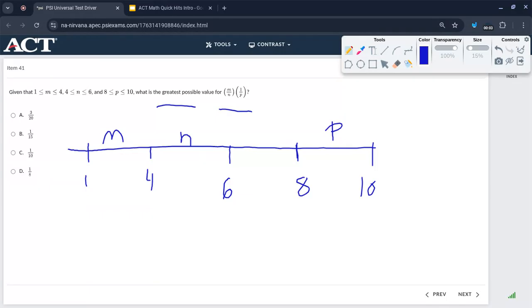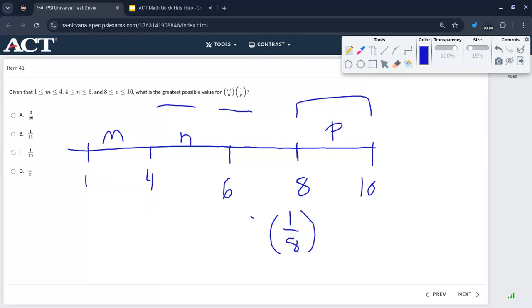We've got variables in different locations, either in the numerator or the denominator. So if we want the greatest possible value, we have to focus on our denominators. The lower the denominator value, the higher the number we get. So if we look at the second part, it's just 1 over P. Well, if P can be anywhere between 8 and 10, the lowest value of P would be 8, so 1/8, right? Because if you did the calculations, 1/8 is going to be bigger than 1/10.